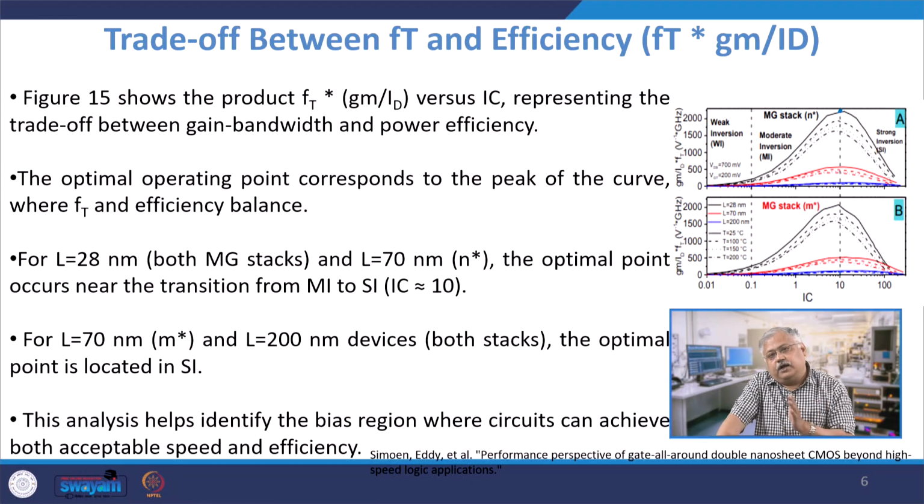As you move further ahead of it, the value of FT goes on falling down, and therefore you see a drop in the value. And for both the cases, IC equal to 10 has been taken into account. And by doing this analysis, we will be able to ascertain the bias points where I get the maximum speed and efficiency match using a trade-off between FT and efficiency, right? And that is quite an interesting phenomenon which people tend to do over a period of time.